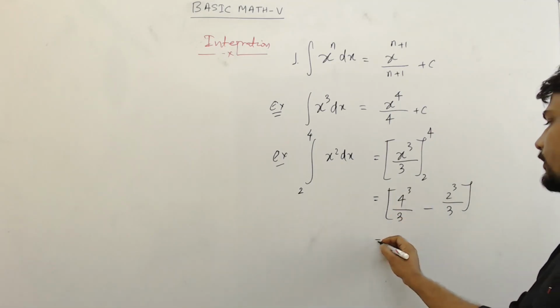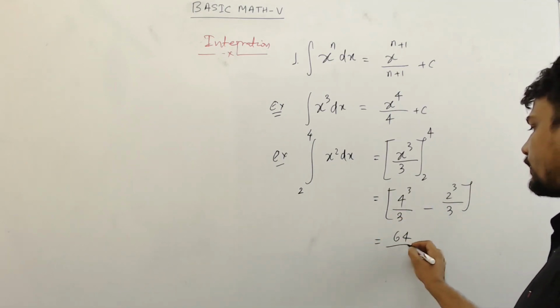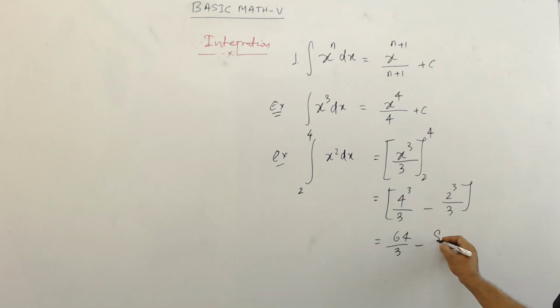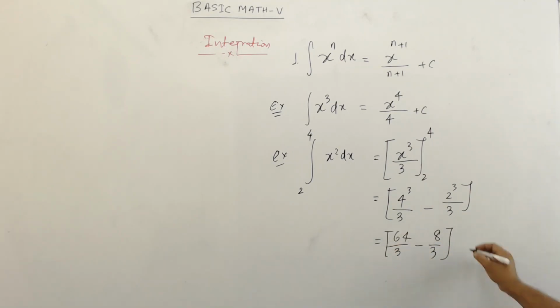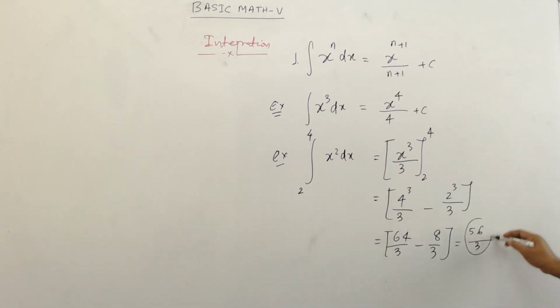So this is going to be how much? 64 upon 3, minus 8 upon 3, isn't it, my dear? That's how we're going to do it. So yes, you can take the LCM, 3. It should be how much? 56. So 56 upon 3 is the integration of this.